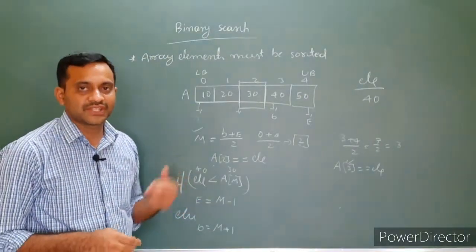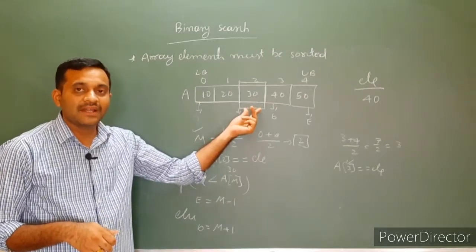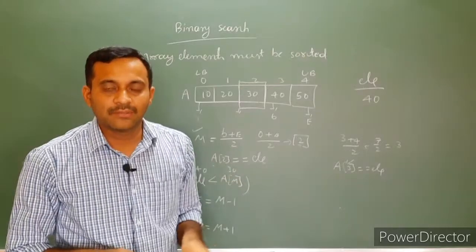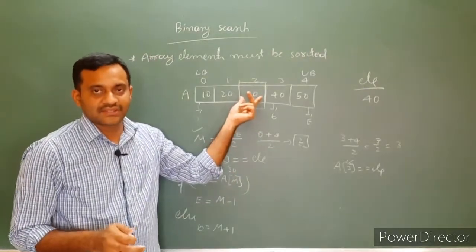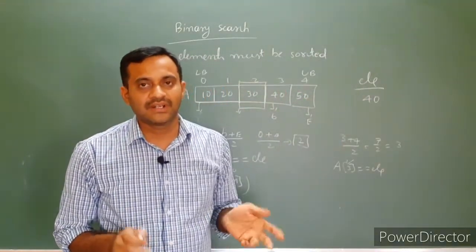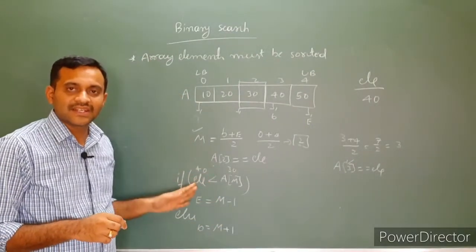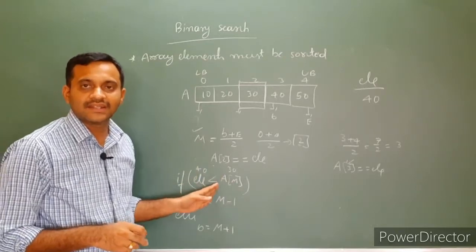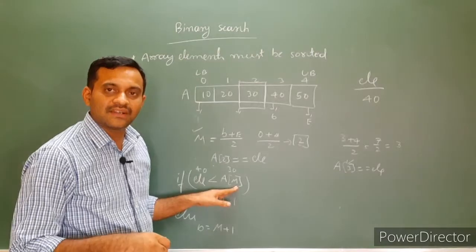That is the process. So in binary search, first we have to find the middle element. Using the middle index, we access the middle value. That middle value is compared with the searching element. If it is found, return the location. Otherwise, compare whether the searching element is less than the middle element. If the searching element is less than the middle element, it returns true.